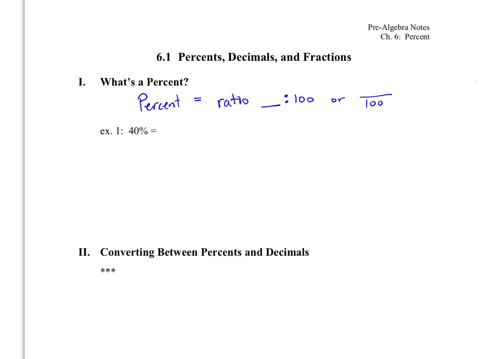So ratios, you remember, is one to the other. You can write it with the dots, or you can write it as a fraction. So 40% would be 40 to 100. Or you could say 40 over 100. And if you did this on your calculator, 40 divided by 100, you would get 0.4. And it'd actually be 40 technically, which is 40 hundredths.